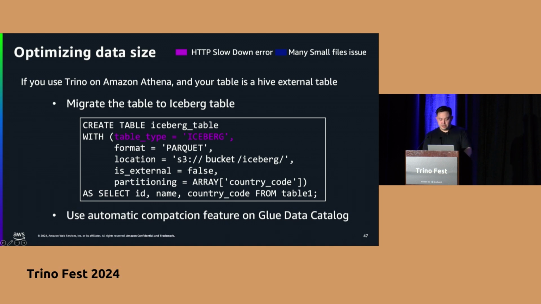This is because you can use automatic compaction for Iceberg tables on the Glue data catalog, which merges small files into larger file. Of course, you can run the optimize command against Iceberg table in Amazon Athena. For the migration to Iceberg table in Athena, you can run the create table as select statement. Here is an example of the create table as select query.